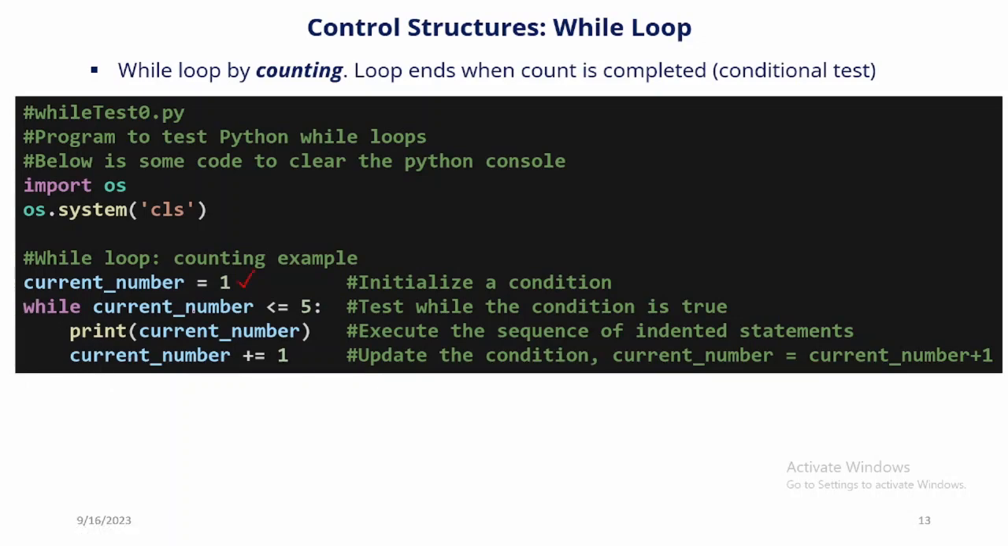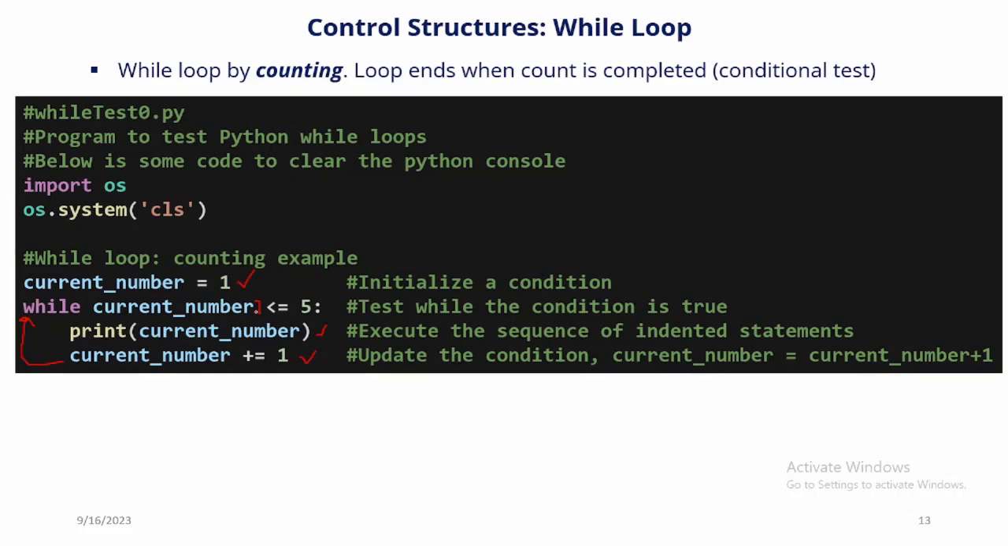The first time the loop runs, it will test whether current number is less than or equal to 5. The first time, current number is 1. Because that condition is true, it is going to print current number, print 1, and then it will add 1 to current number. Current number is now 2.